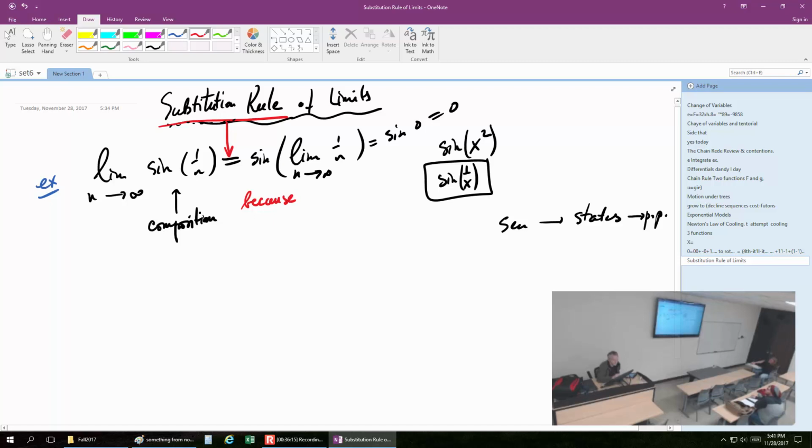Because what? No, chain rule is differentiation. No, the substitution rule does not work with all functions, but only with nice kinds of functions. What are they? What's so special about the sine?